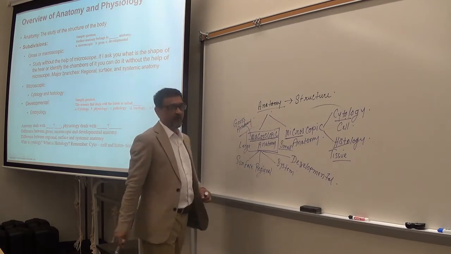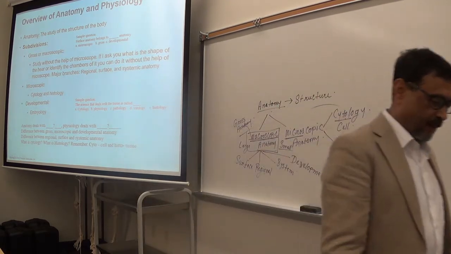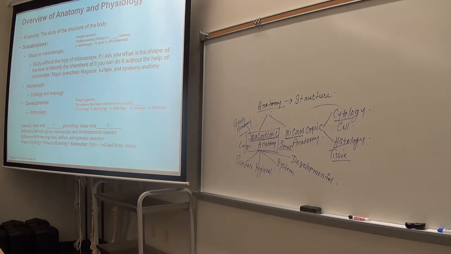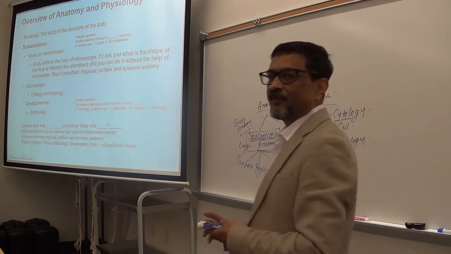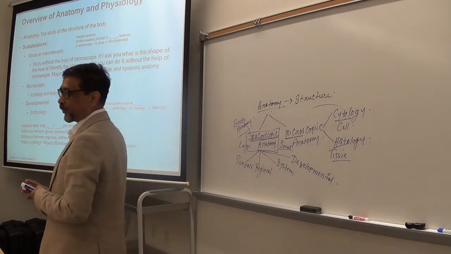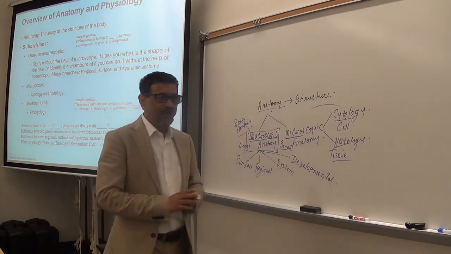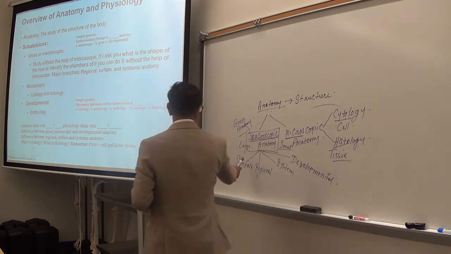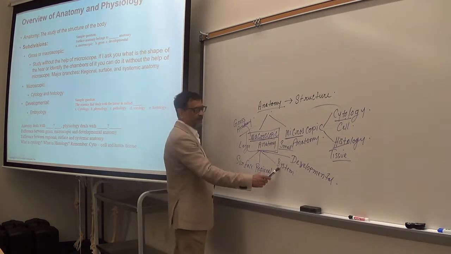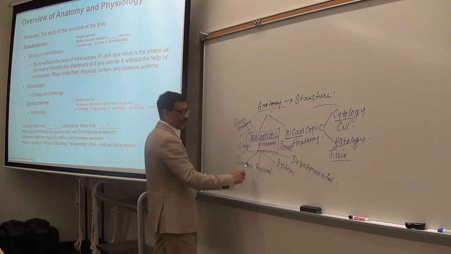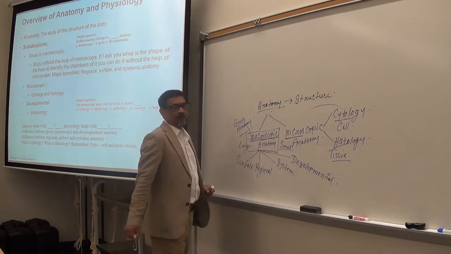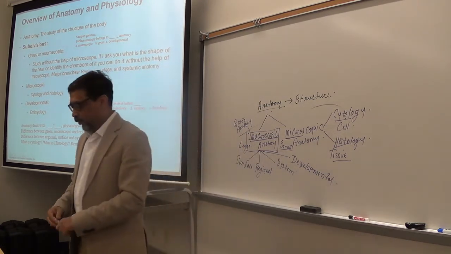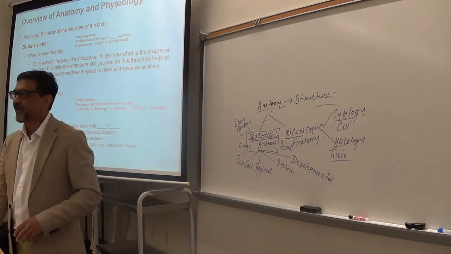Okay? Macroscopic or gross anatomy has important divisions or branches. Yes? Developmental is one of the branches of macroscopic, yes. So, surface anatomy, regional, system, developmental. Those are important divisions. Now, let me quickly give you an example of each.